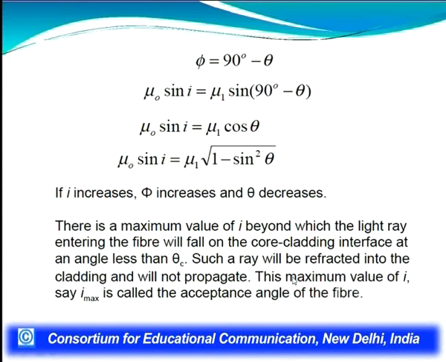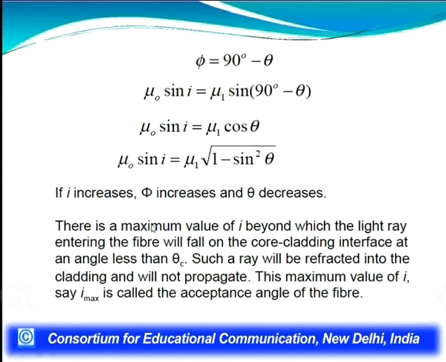This is the condition for total internal reflection, where we see that the maximum value of theta should be less than the angle theta c. Now such a ray will be refracted into the cladding and it will not propagate. It means we are getting the total internal reflection. This maximum value of I is written as I maximum and is called the acceptance angle of the fiber.